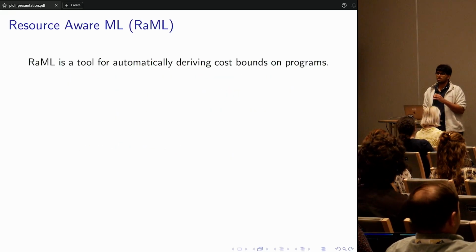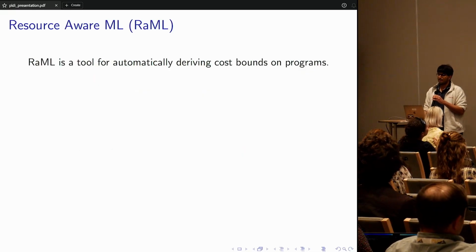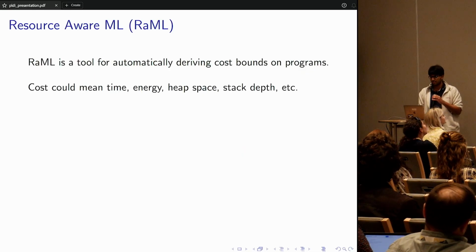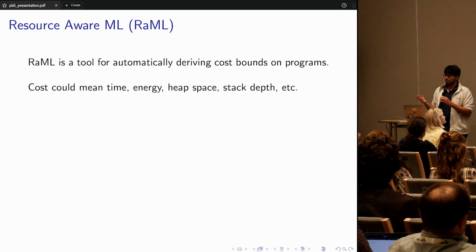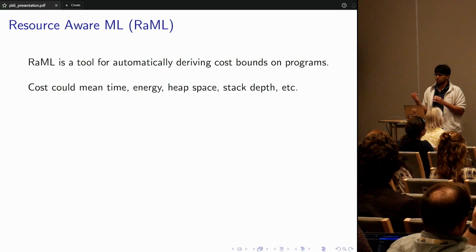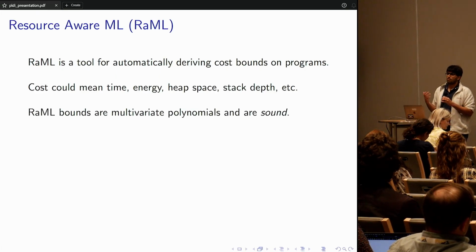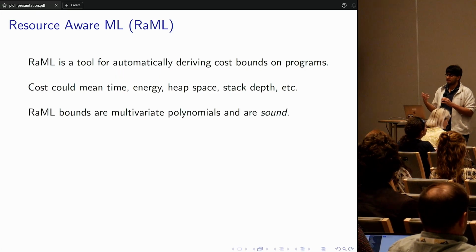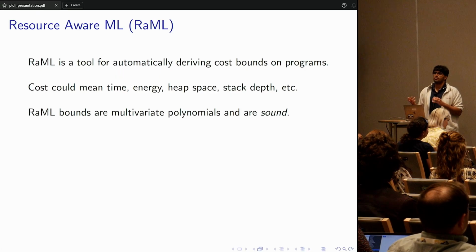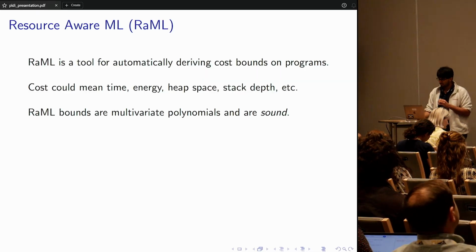So, resource-aware ML, or RAML, is a tool for automatically deriving cost bounds on programs. The notion of cost is user-defined, so it could mean time, energy, heap space, stack depth, and so on. RAML's bounds are multivariate polynomials in the input size and are necessarily sound, which means that they're valid for any possible input to the program.